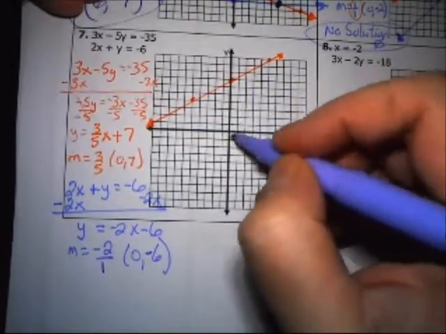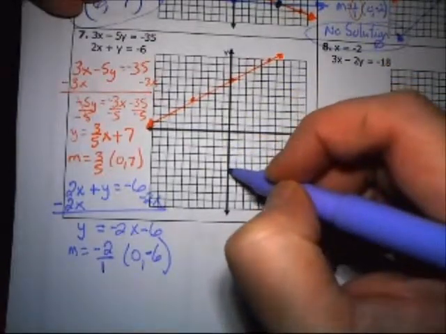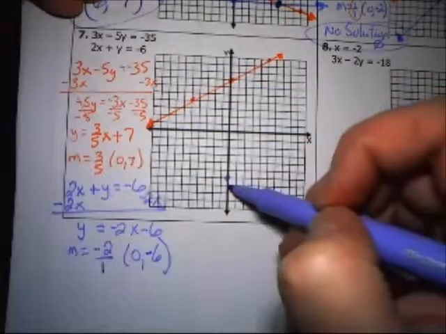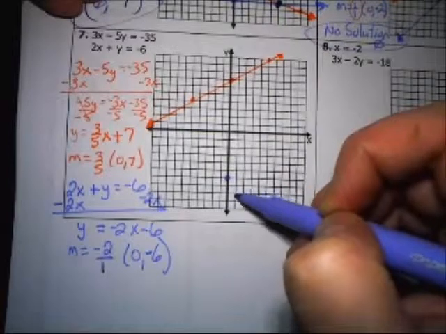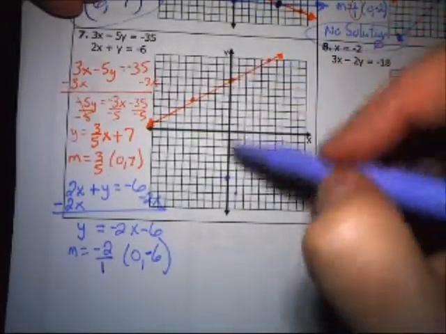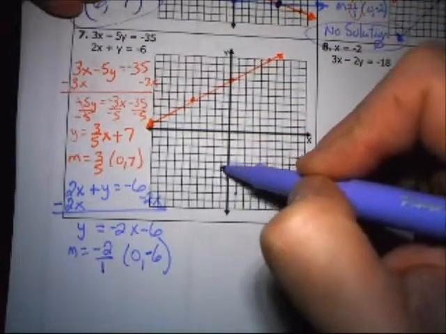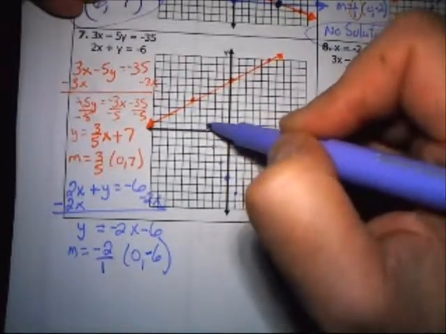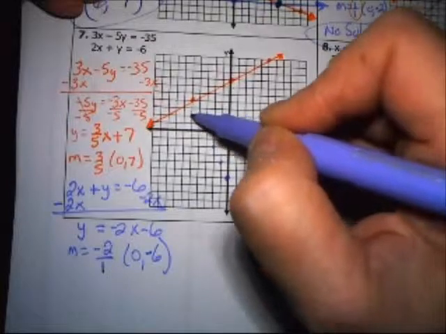Plot your intercept. And now this tells me negative 2. That means go down 2 and right 1. My line's the other direction, so I'm going to go left 1 and up 2, so I can trace it back to where it appears to cross. And there it is.